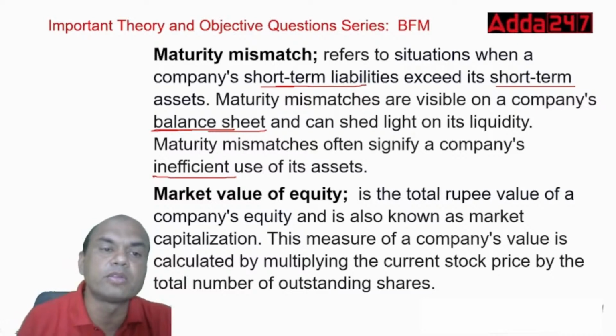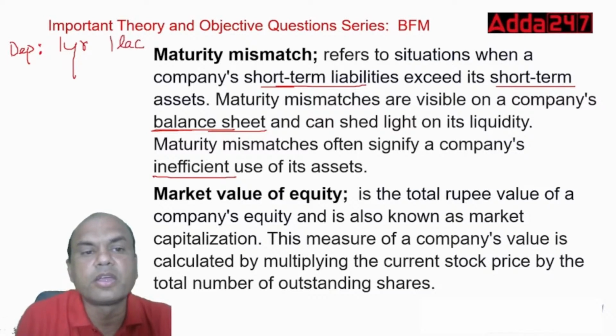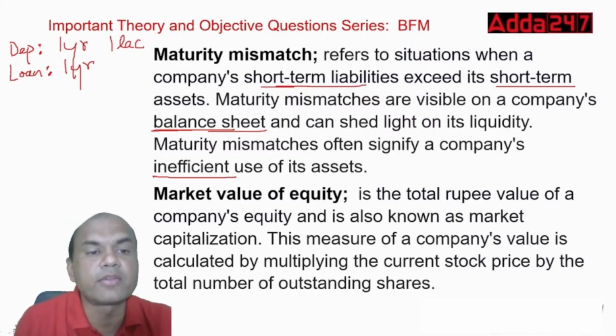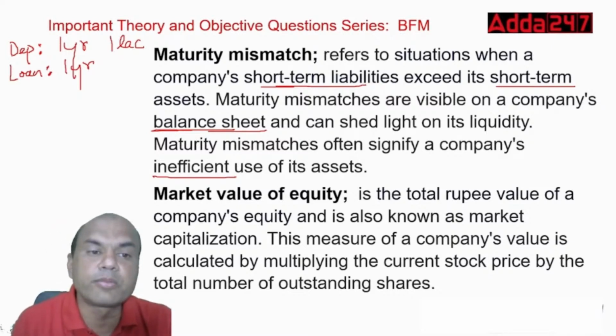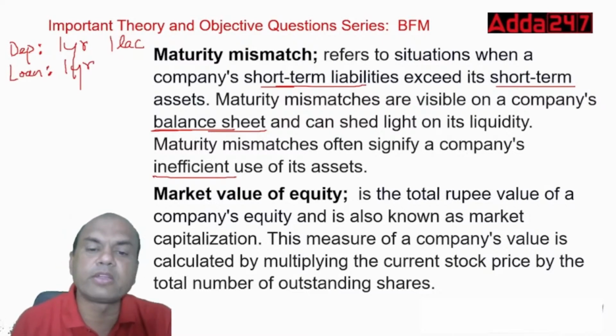Suppose I take a deposit of, let's say, 1 year of, let's say, 1 lakh, okay, and I have to give a loan against this. So the loan against this will definitely not be more than 1 year. Loan should also be 1 year or less, right? So if I give a loan of 1 year, it's the best. So the maturity of deposits and loans should match. Okay.